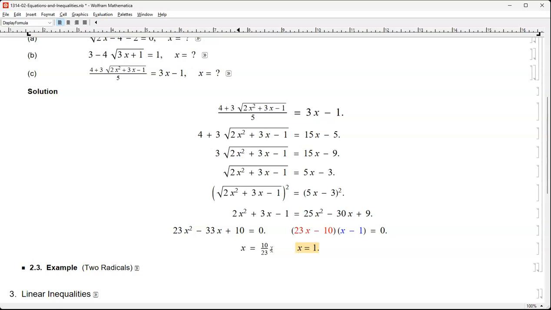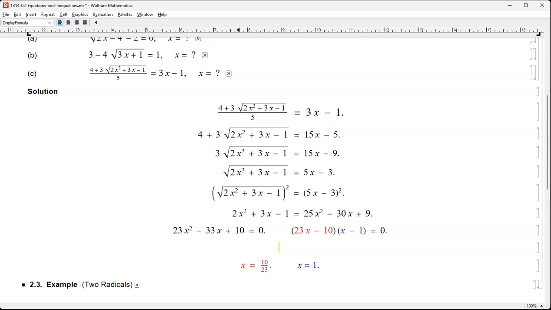Is that clear to you? That's coming from red, and this is coming from blue. 10 over 23, and this is negative, so we have sign change, positive. This one is straightforward, 1 over 1, we have sign change, so positive 1. If you're not sure, you may have to do it this way. 23x minus 10 equal to 0. 23x is equal to 10.